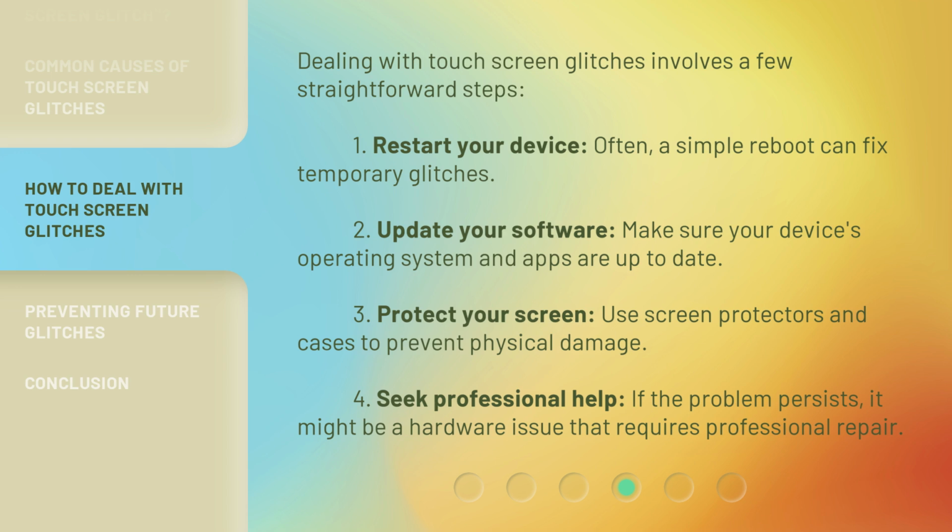Dealing with touchscreen glitches involves a few straightforward steps. 1. Restart your device. Often, a simple reboot can fix temporary glitches. 2. Update your software. Make sure your device's operating system and apps are up to date.